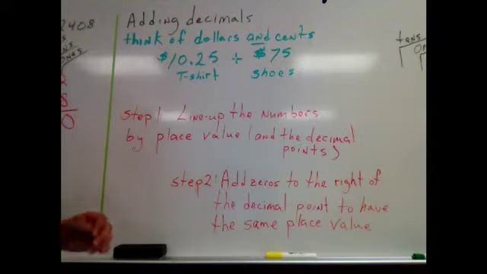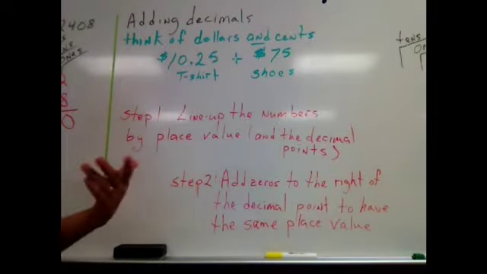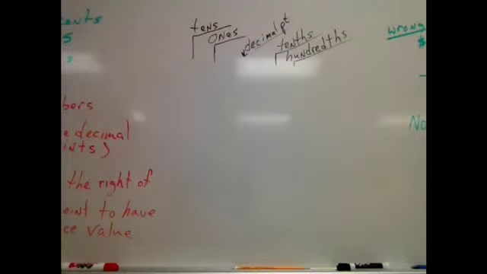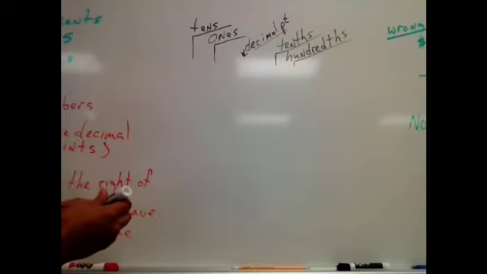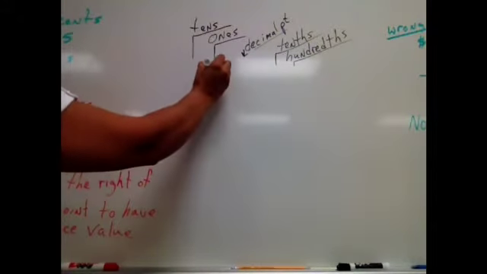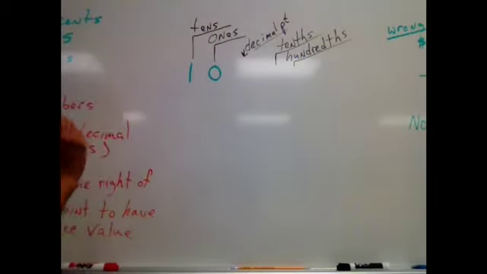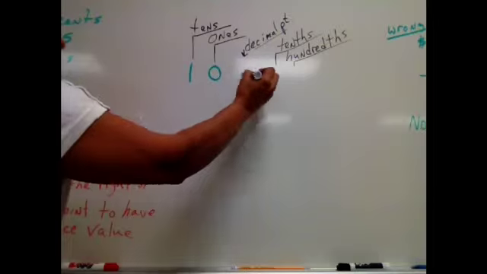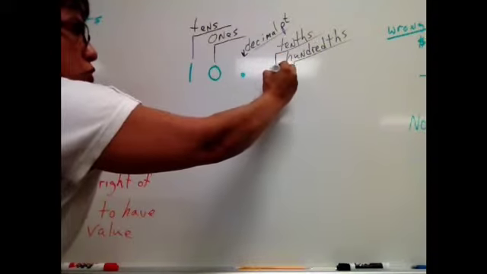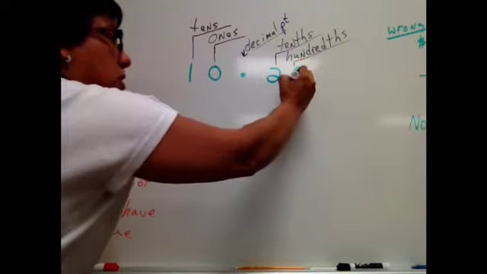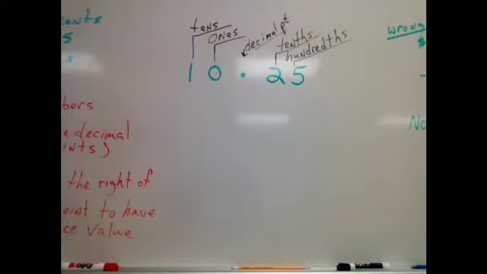Go ahead and pause, write these steps down, and then we're going to go on to the math problem. Let's go ahead and start. We had $10.25 for the t-shirt. Now remember, in $10, the 0 is in our ones position, and the 1 is in the tens position. Remember, we have a decimal point. In the 25, 2 is in our tenths position, and 5 is in our hundredths position. This is a little different.